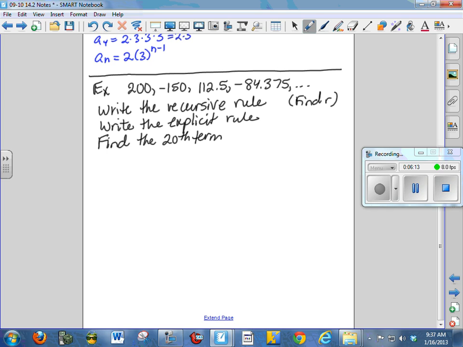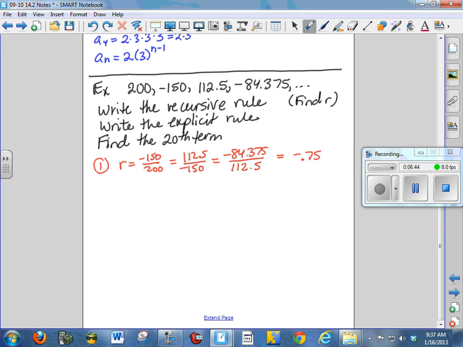So for number 1, find r. This is where I'm going to say r is negative 150 over 200, which should also be the same as 112.5 divided by negative 150, which is the same as negative 87.375 over 112.5. And if you do that on the calculator, you will find that r is equal to negative 0.75.